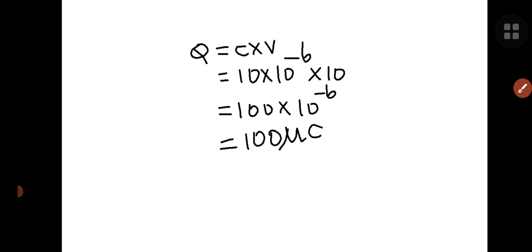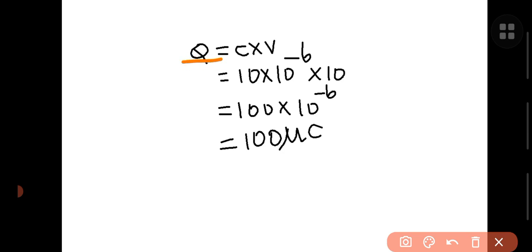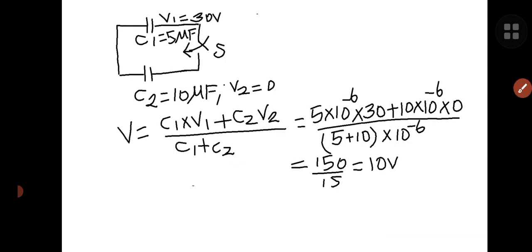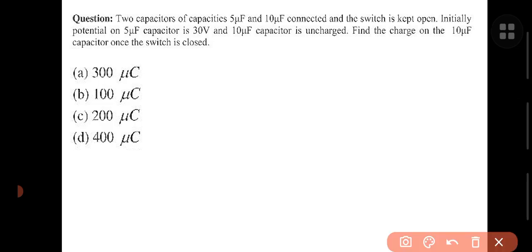Now the charge on the 10 microfarad capacitor: the formula is Q equal to CV. C is 10 microfarad, and V we found is 10 volt. So Q is 100 into 10 to the power minus 6, which can be written as 100 microcoulomb. That is the answer. So our answer is B, 100 microcoulomb.